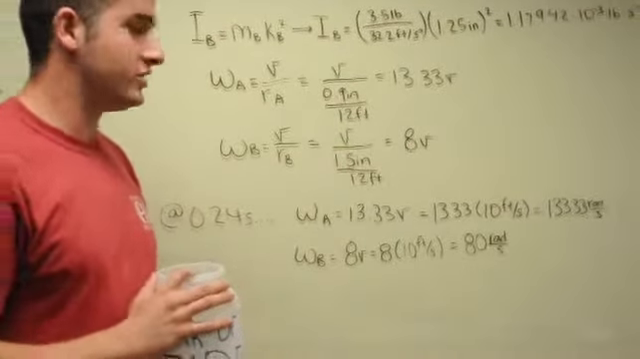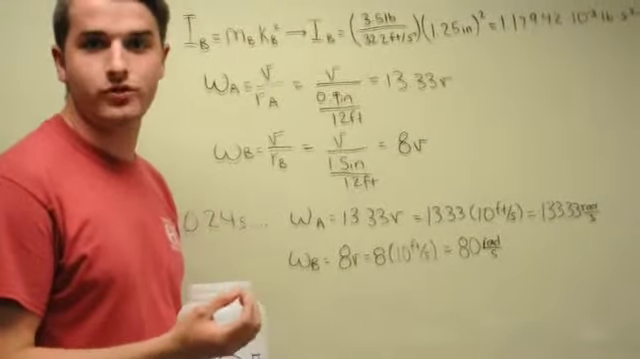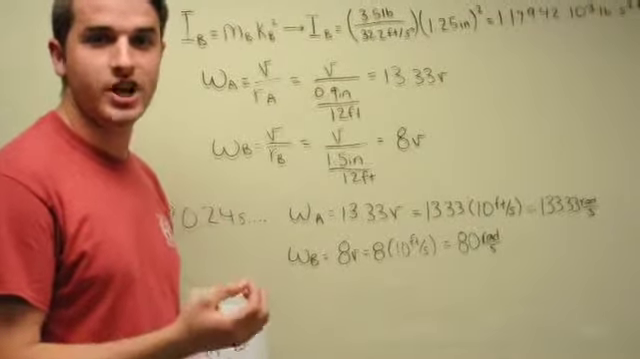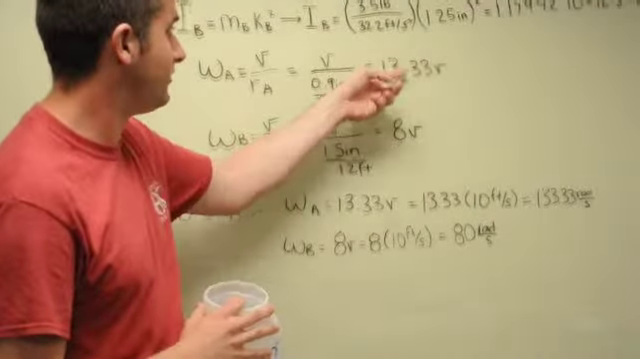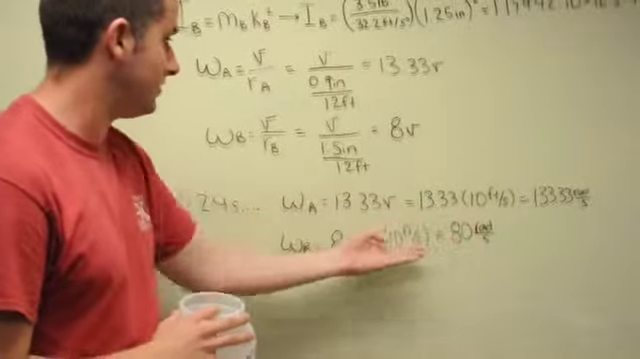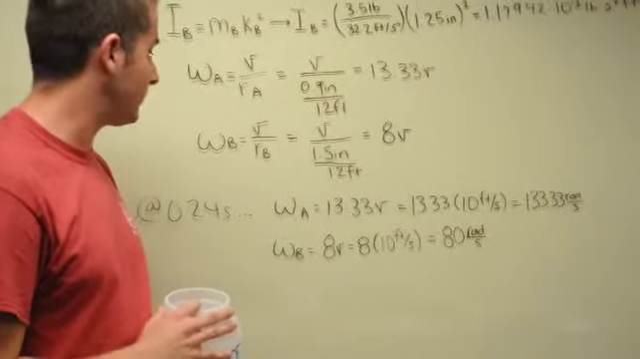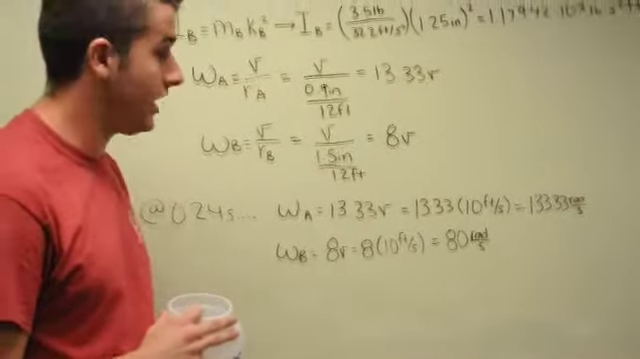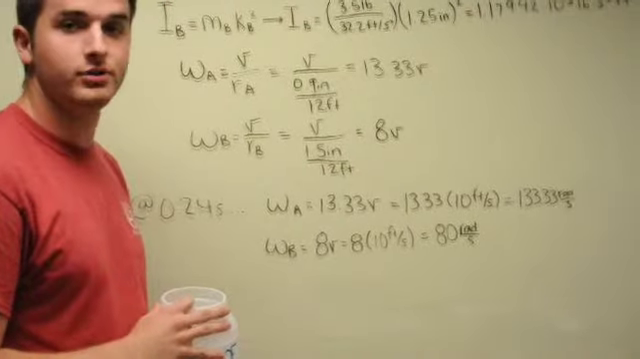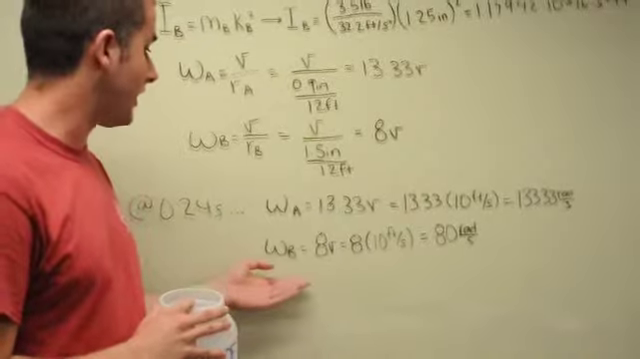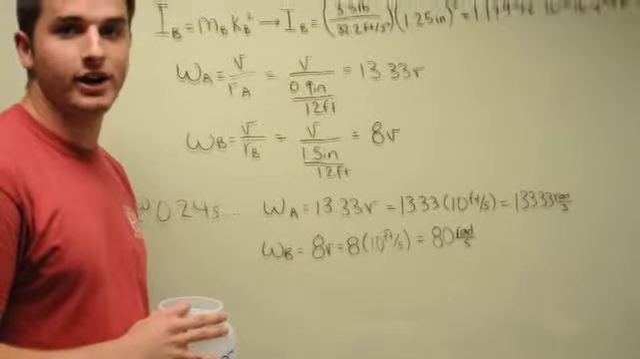So now, because we know the velocity at 0.24 seconds as 10 feet per second, we simply plug in 10 feet per second into each of these, as you can see right here, and we get our 2 angular velocities. Our first angular velocity, or our angular velocity of A, is 133.33 radians per second. And then our angular velocity of B is 80 radians per second.